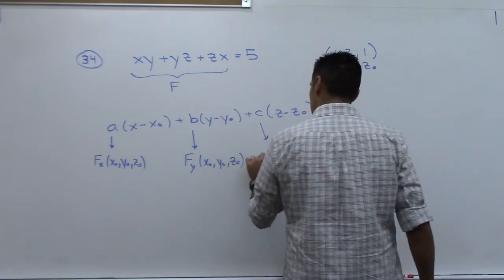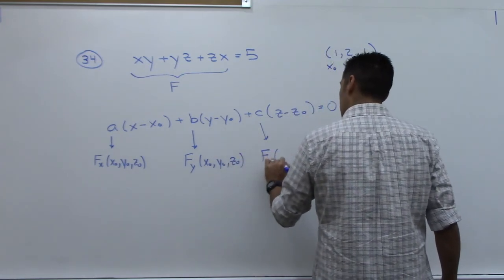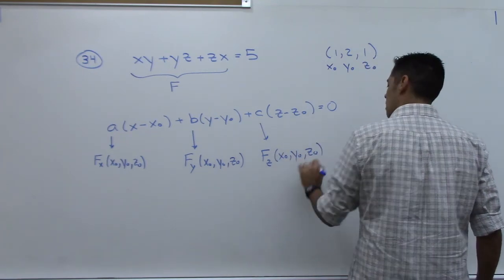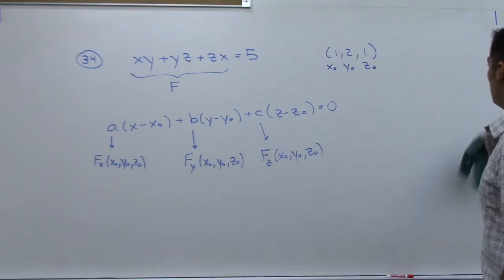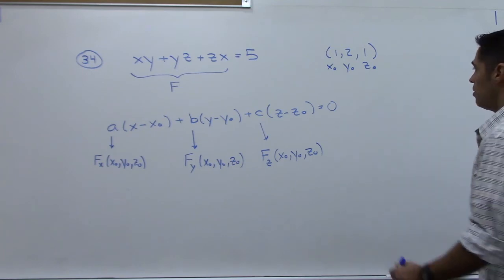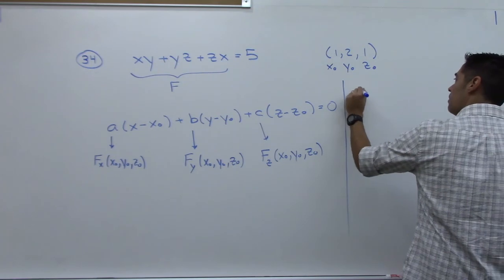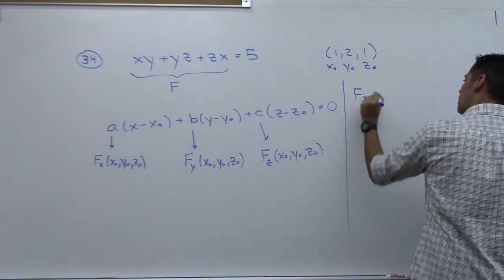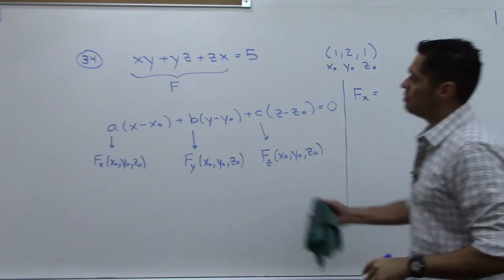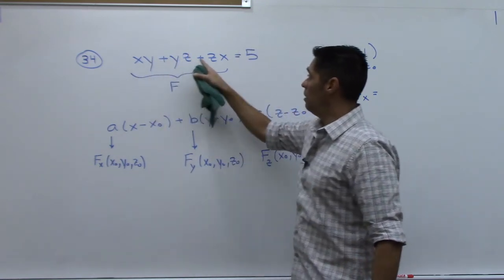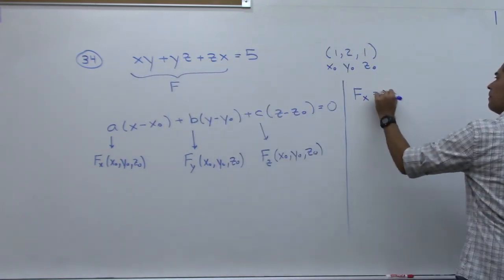And this is the partial with respect to z at x naught, y naught, z naught. So I need to figure out what those numbers are, and then I'll have my equation of my plane. So this will be pretty straightforward. Let's first find the partial of f with respect to x. Let's do that first. So with respect to x, it's y, 0, and z. So y plus z.